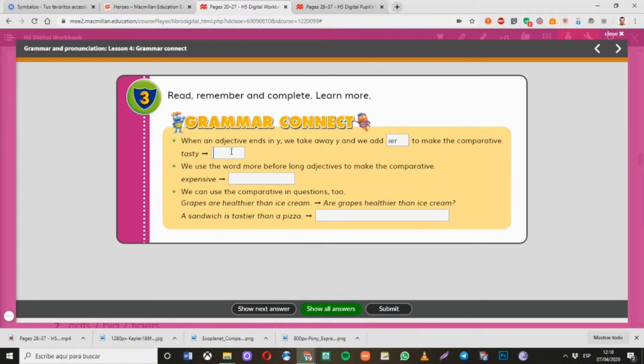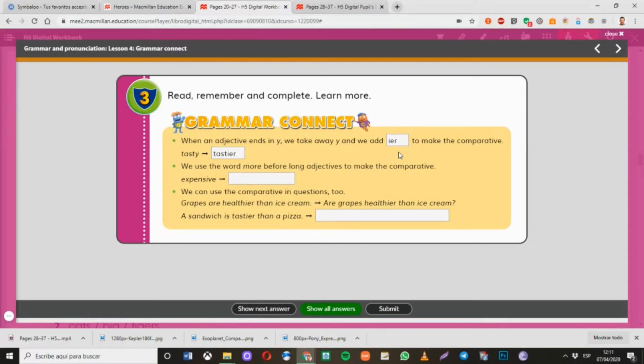So for example, tasty. What's the comparative form of tasty? Have you got it? Please write it in your workbook. It's the same part of the word, and we add what we've got here: I-E-R. Tastier. Are you agree?